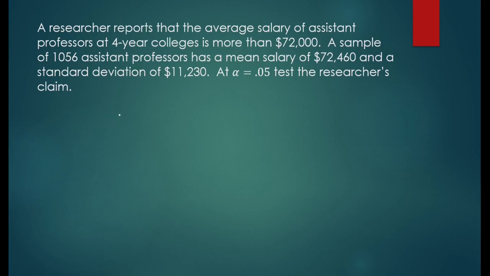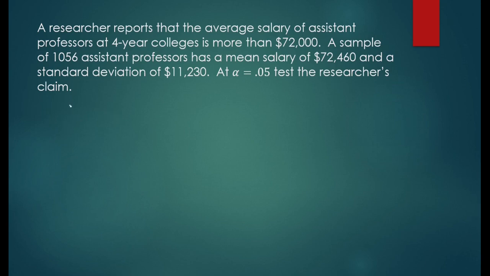A researcher reports that the average salary of assistant professors at four-year colleges is more than $72,000. A sample of 1,056 assistant professors has a mean salary of $72,460 and a standard deviation of $11,230. At alpha equals 0.05, test the researcher's claim.